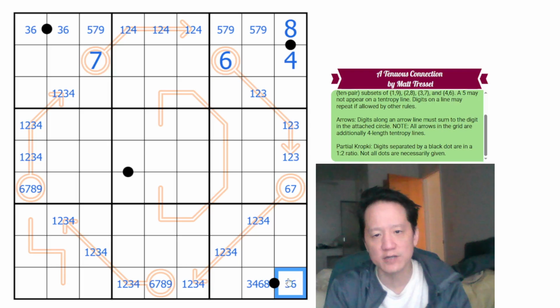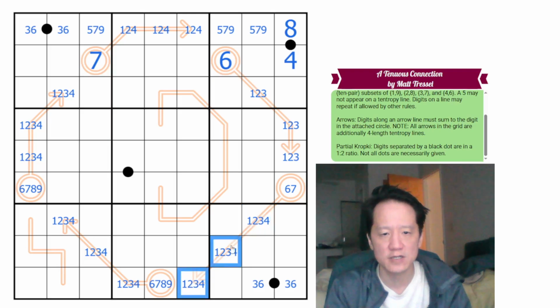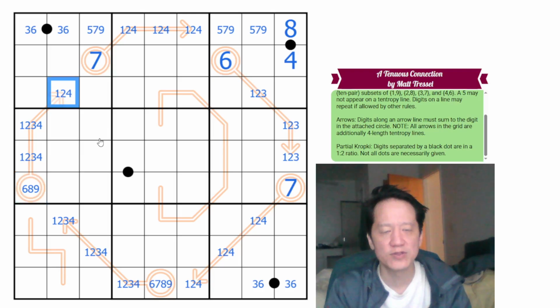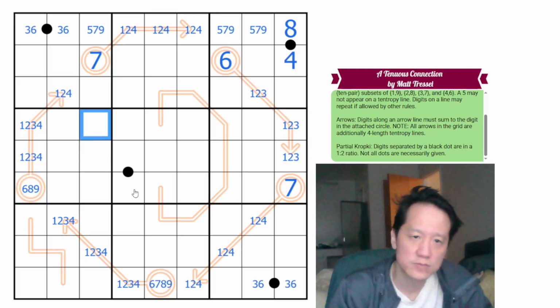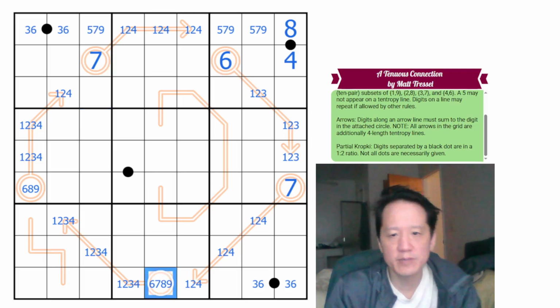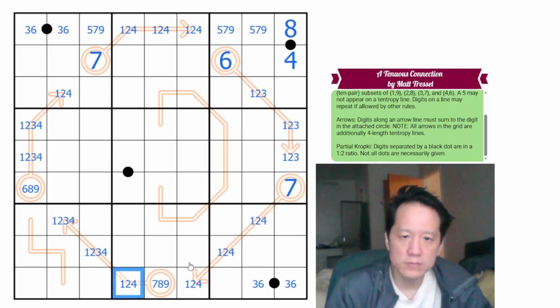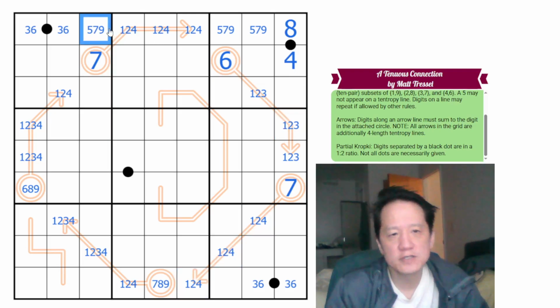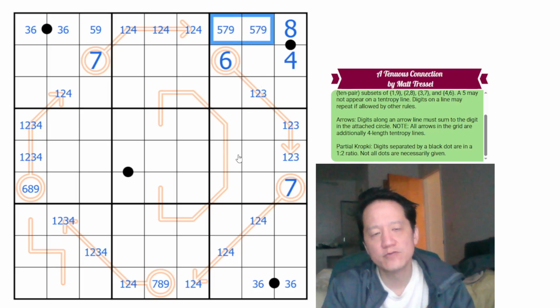This cannot be 4 or 8, which means this has to be a 3, 6 pair, which eliminates 3 from all the cells that see it, which are these cells. So this is 1, 2, 4, which forces this to be 7. So this can no longer be 7. This can't be 3. This can't be 6, and this can't be 3 here. This cannot be a 7 here, so 7 has to be one of these two. 7 is also one of these 3.